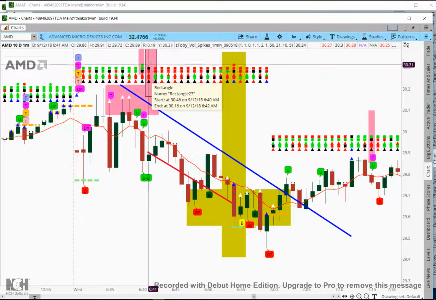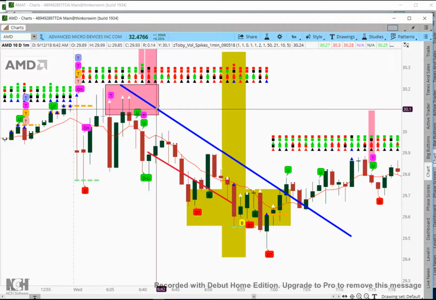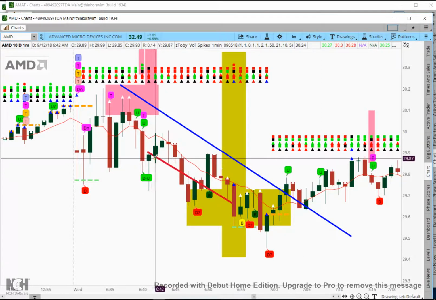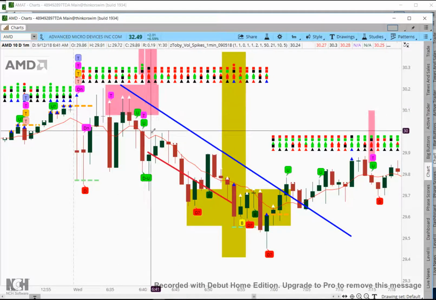So that means we're in a downward trend, and we have the top pink indicators. So that's why we enter here. Does that make sense? You enter a downward trend at the top.